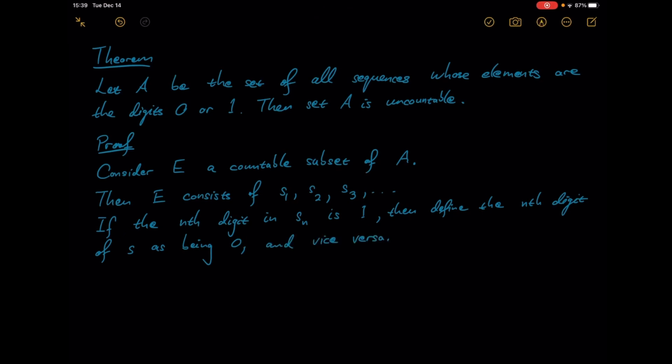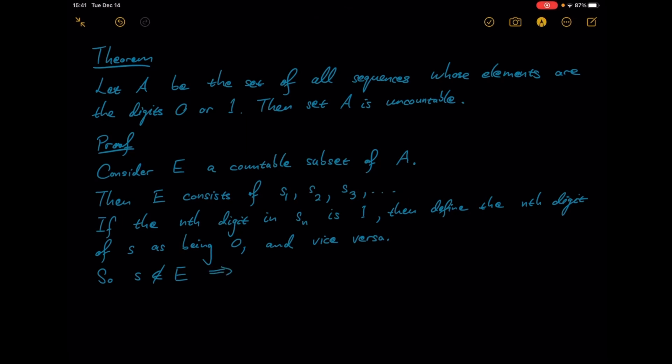Now, clearly, the sequence S differs from each sequence Sn in E by at least one position, by the way we have constructed S. If I take the nth element of my sequence S, I know that it differs from the nth sequence that I take from E, in that nth position of the sequence. So what does that mean? That obviously means that S doesn't belong to the set E. So S is not in E, which obviously implies that E must be a proper subset of A.